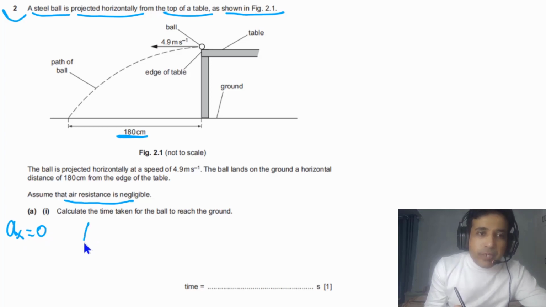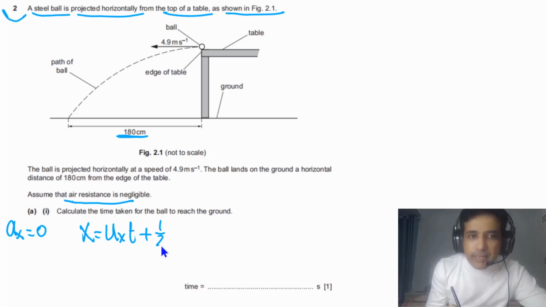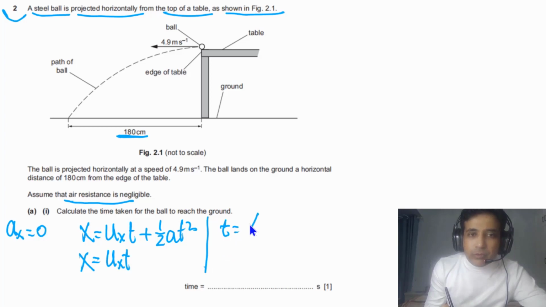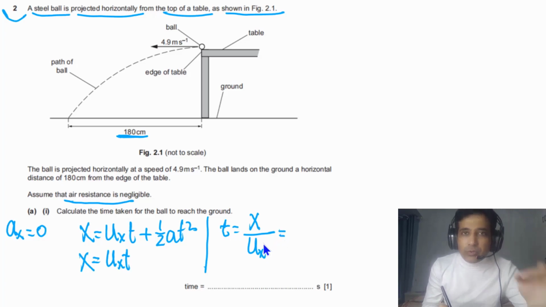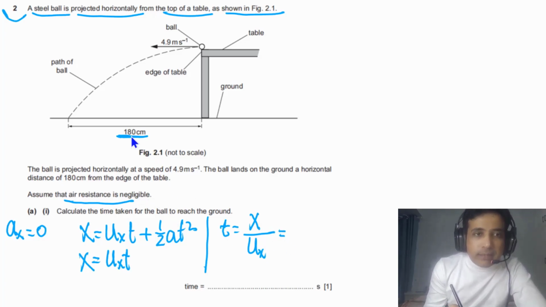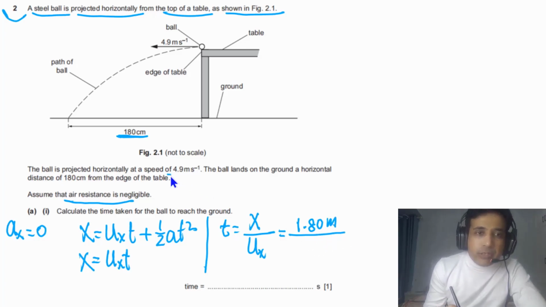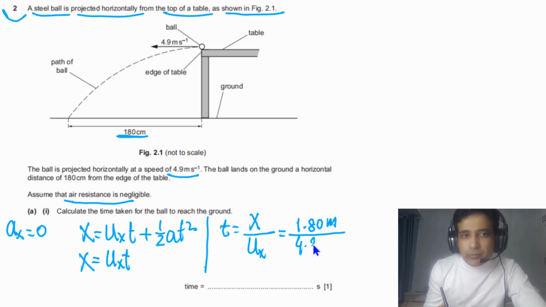So simply we can say horizontal displacement x is equal to u_x times time plus 1/2 a t squared. But in this case a_x is equal to 0, so it simply means that horizontal displacement is simply equal to u_x t. We need to calculate t for this question. So t is equal to x, the horizontal displacement, divided by u_x, the initial horizontal velocity. The value of x is given to us, but x is given in centimeters, so we have to convert this into meters. So we have to divide this by 100, divided by velocity, which is given in meters per second, so simply you can use 4.9 meters per second.